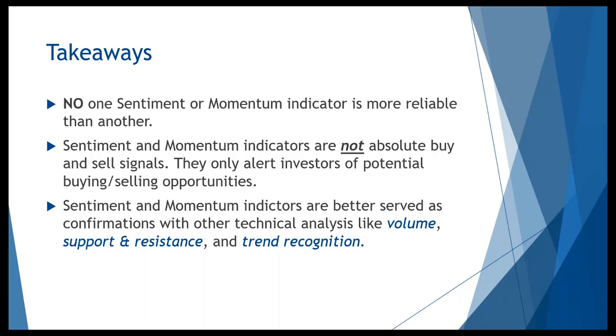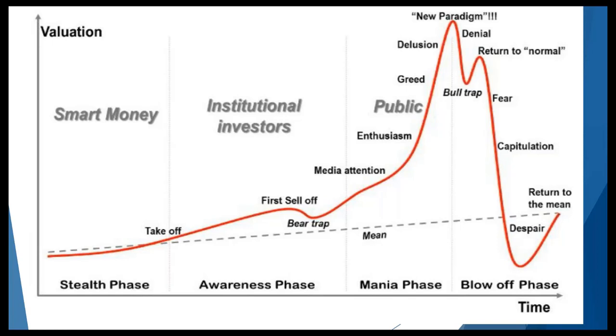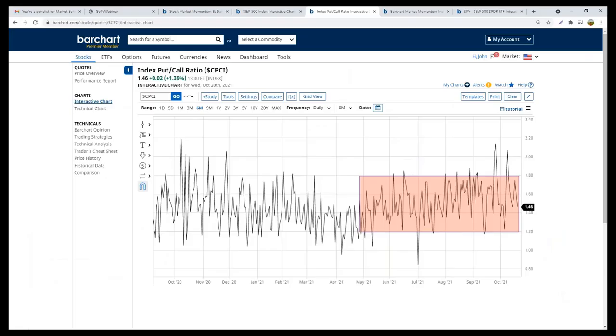Okay, so what I was saying about listening to what the market is telling me and not telling the market what to do, this is called the tulip chart, or sometimes called the phases of mania, and it shows how prices move from accumulation, smart money, institutional, public, this immediate attention, enthusiasm, greed, delusion, new paradigm, denial, return to normal, then fear, then capitulation. Again, I'm not predicting things, but let's go back to our S&P index.